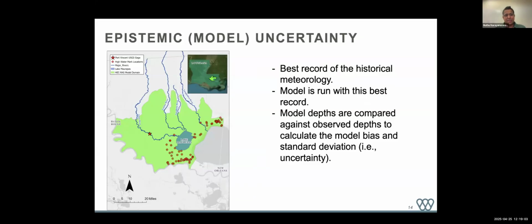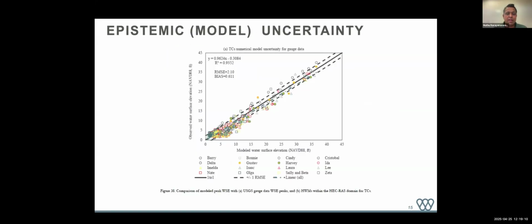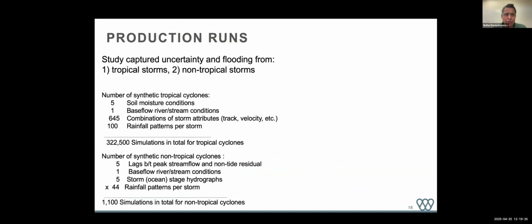And then we went through a standard process for epistemic uncertainty quantification using observational data. And the model performed reasonably well. Here is a QQ plot showing performance against observed data for a variety of tropical events. And so we were pretty comfortable with model performance.